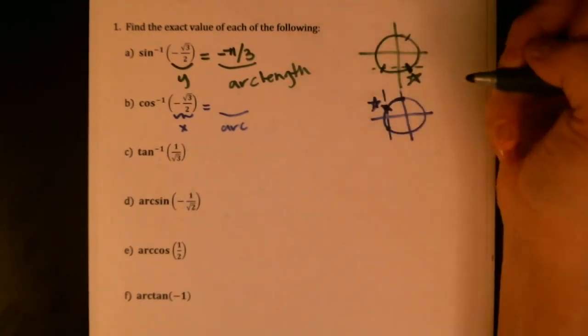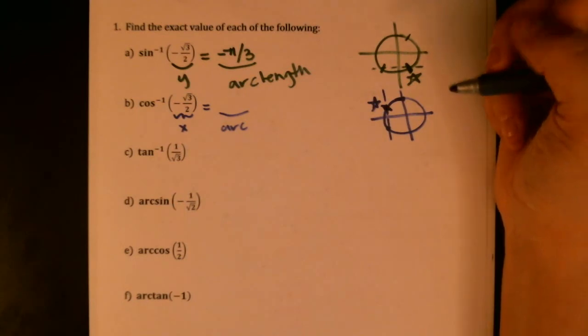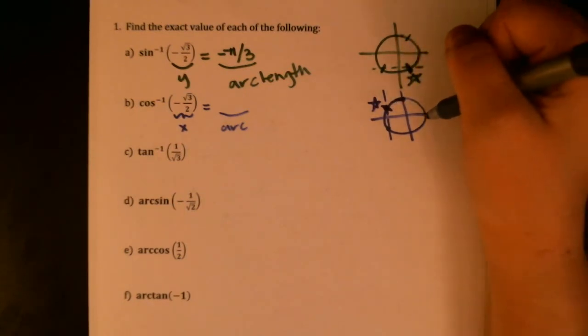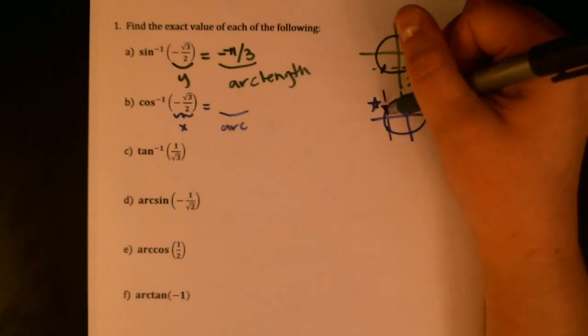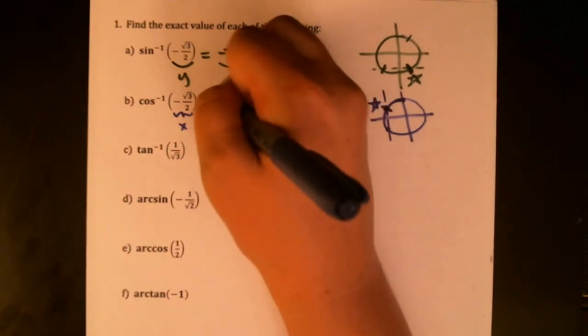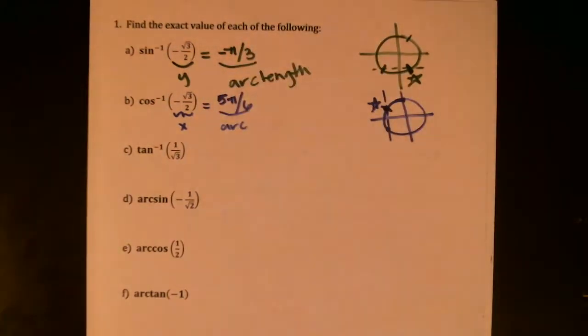So this is my point. And then even more than that, not only will it pick the top point, it will pick the shortest arc length to get to that point. So this little one right here. So that is going to be 5π/6. So again, with that memorization component, we still need to know all of our special values to do this.